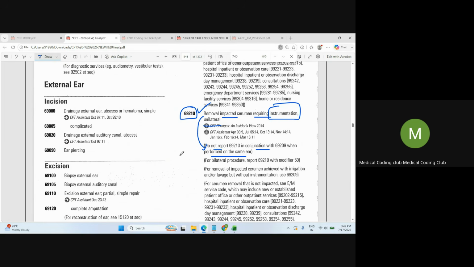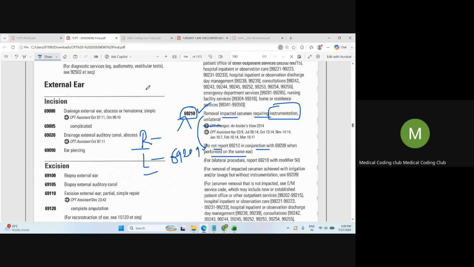But in case they perform right ear cerumen removal using instrumentation and left ear using irrigation, at that time you can code 69209, because the ear is different. One was right, one was left. So 69210 and 69209 will be coded together only when they are in two different ears, not the same ear. For this we have to use modifier 59. So we will code that only if they are in two different ears.